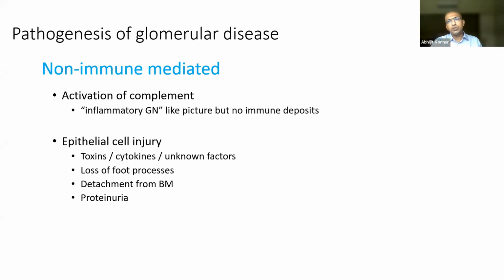Sometimes the damage to the glomerulus may not be immune mediated and may be due to direct cell toxicity. This can occur in diseases like ANCA vasculitis, where there may be epithelial cell injury and loss of foot processes, effacement of the basement membrane and proteinuria, or it may be due to primary activation of complement, like that which occurs in membranoproliferative GN or C3 nephritis.